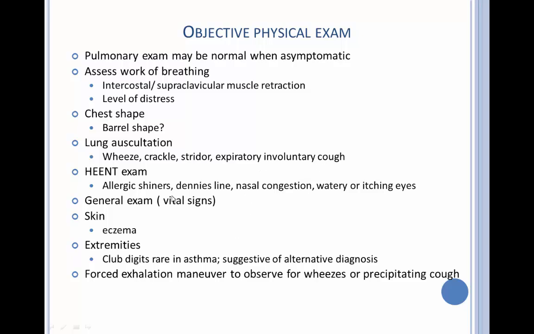Remember that these patients tend to have associated allergic rhinitis, so they have the typical signs of the allergic salute. It's basically the tip of the nose constantly being rubbed, nasal congestion, and allergic conjunctivitis with watery eyes. Skin-wise, they could have eczema, and clubbing, because patients could have chronic hypoxemia as well.